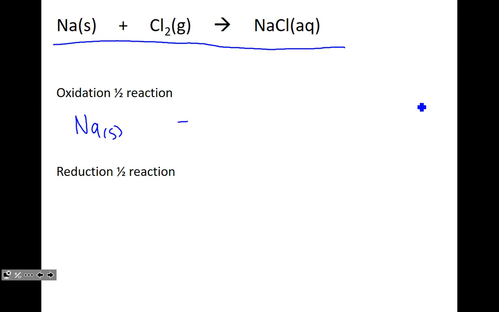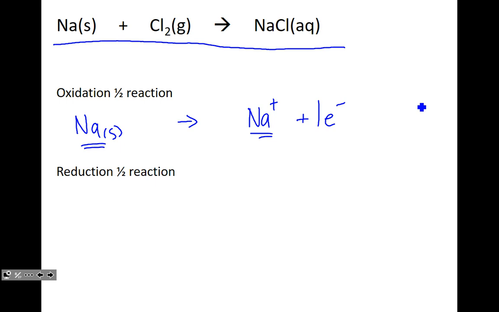What I like to do sometimes is leave a blank so that I can think about what is going on in order to go from neutral to a plus charge. Did it gain an electron or did it lose an electron? Well, it had to lose an electron to go from a neutral to a +1, and 1 electron had to be lost.